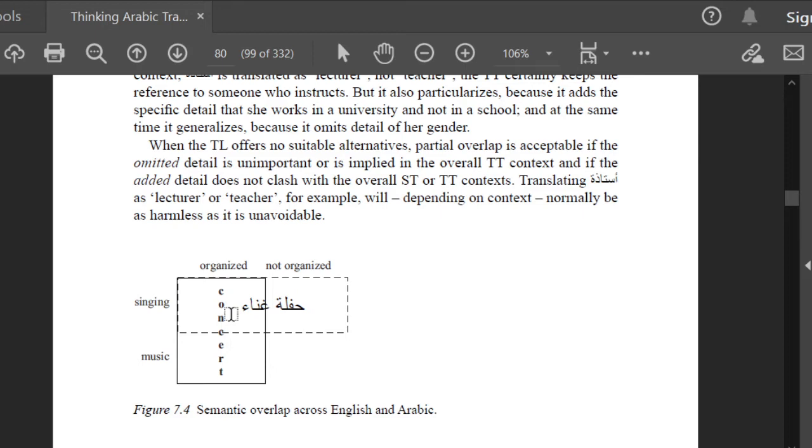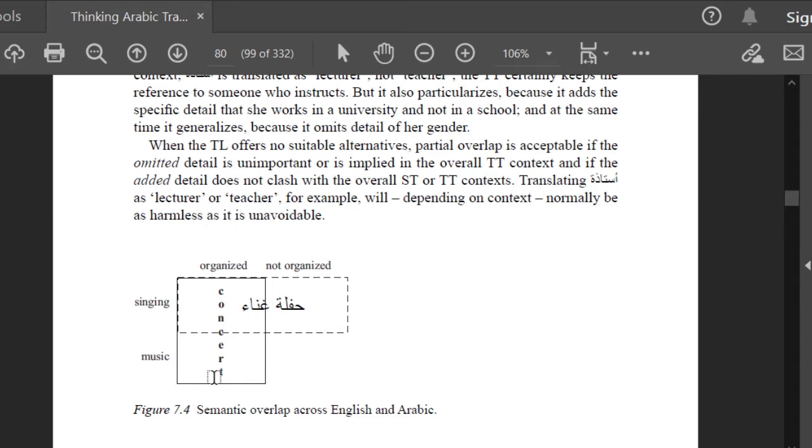The cell on the top right, where the rectangles do not overlap, represents what is omitted from the target text, for example, singing. And the cell on the bottom left, where the rectangles do not overlap, represents what is added to the target text, organized. This is another category of degree in translation of denotative meanings. We shall call it partially overlapping translation, or partial overlap for short.